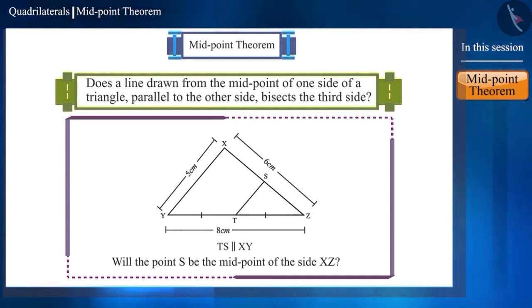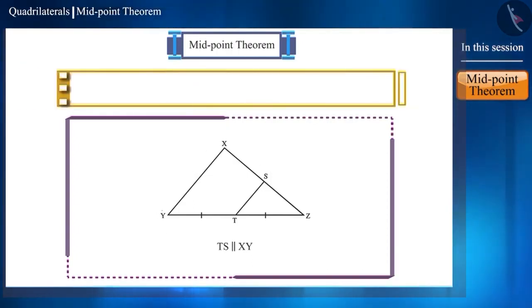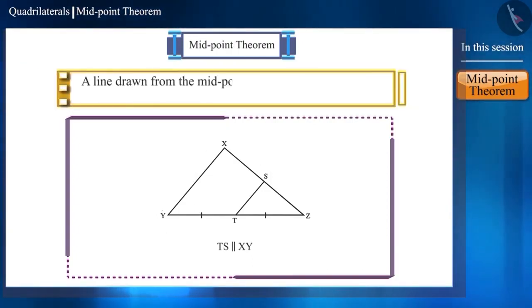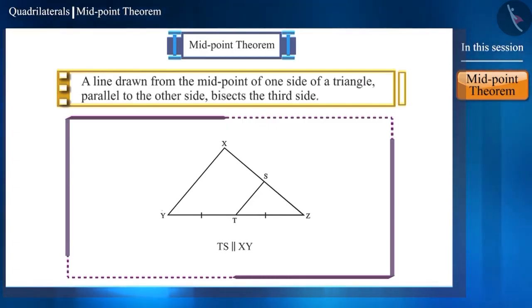With the help of a scale, try to find it yourself. And you will see that point S is the midpoint of the side XZ. And here also, the length of the line segment TS is half the length of the side XY. You can repeat this activity for other triangles as well. Now, you will come to the conclusion that the converse of the theorem is also true. That is, a line drawn from the midpoint of one side of a triangle parallel to the other side bisects the third side. Try to prove it with the help of friends and teachers.